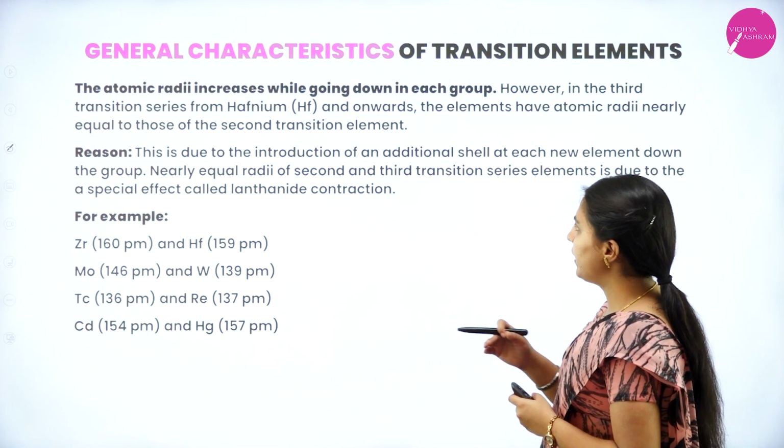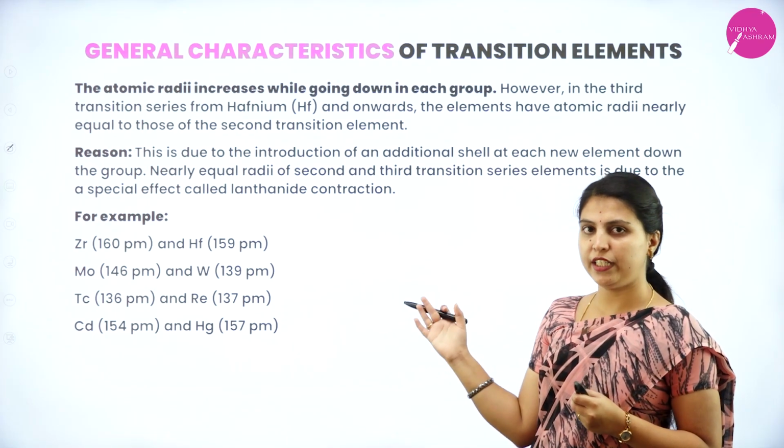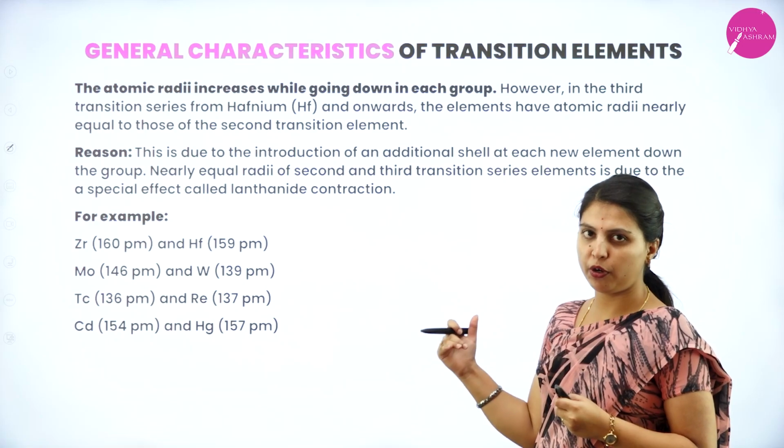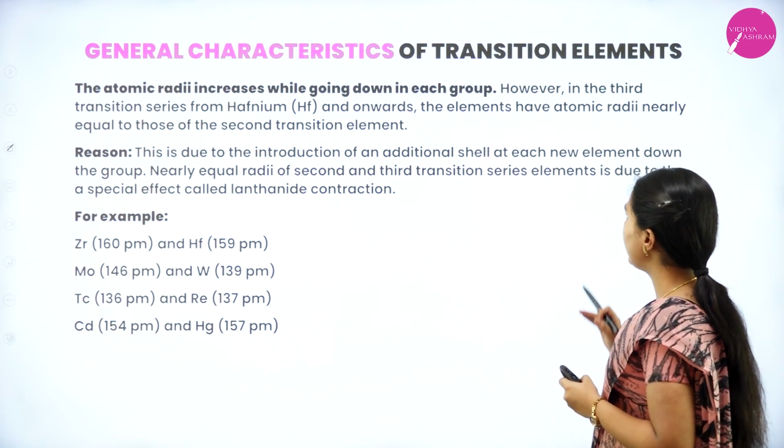The atomic radii increase while going down in each group. We have seen from left to right first. Now we are seeing from top to bottom in the group. The atomic radii increase while going down in each group.